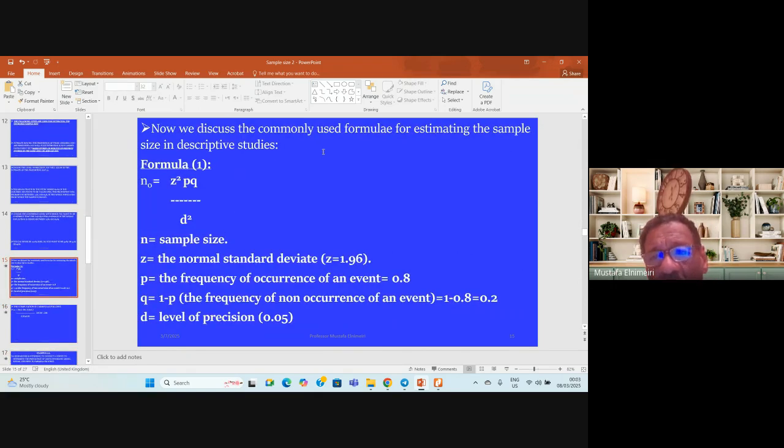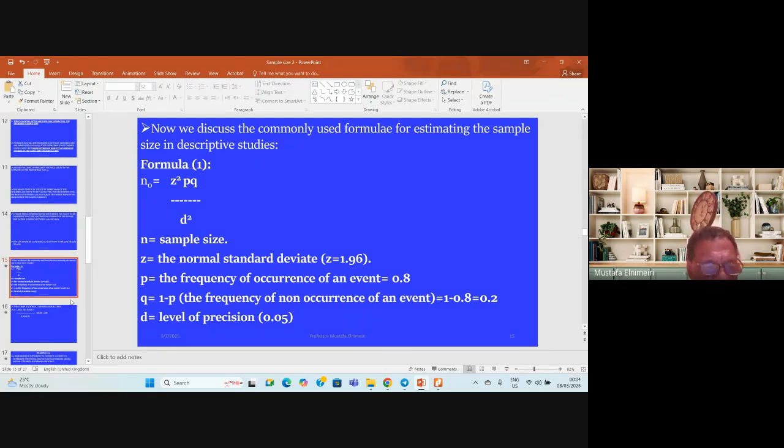Now we discuss the commonly used formulae for estimating the sample size in descriptive studies. For example, we have here n = z squared pq over d squared, where n stands for sample size and z is the normal standard deviate, which is 1.96, and p is the frequency of occurrence of an event, which is 0.8, for example, for the previous example. And then q is 1 minus p, the frequency of non-occurrence of an event, which is 1 minus 0.8, which is 0.2. And d is the level of precision, which is 0.05.